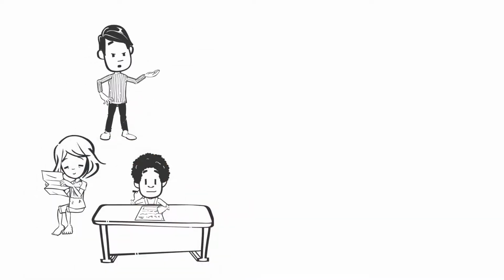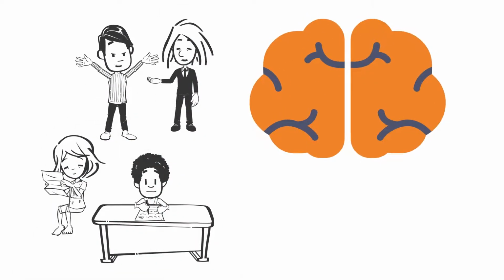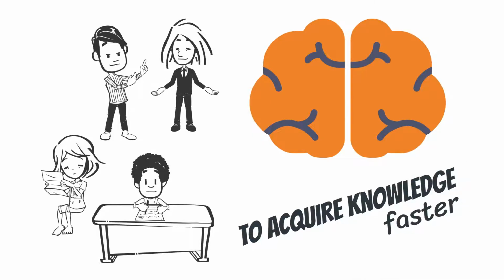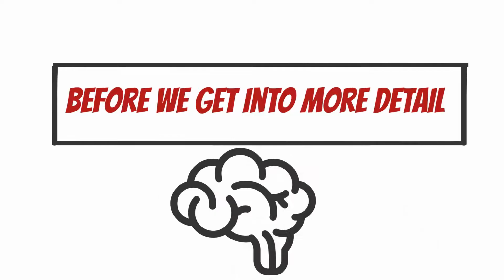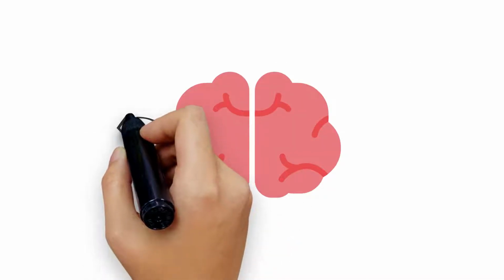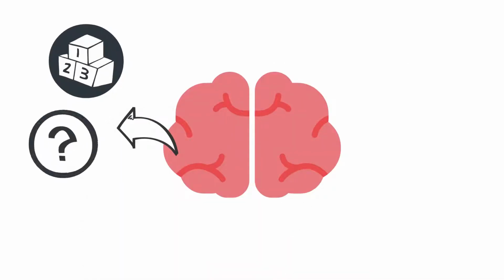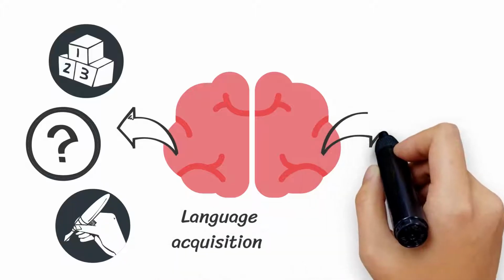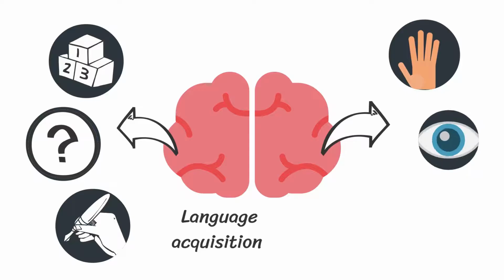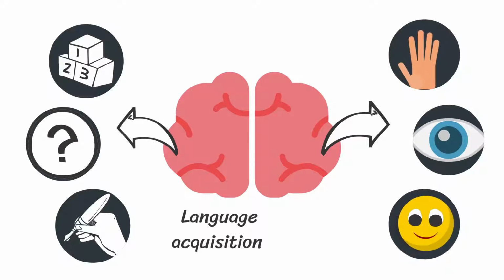Asher believed that as children, we use both sides of our brains to acquire knowledge faster. Now, before we go into more detail, let's have a look at the brain. The left hemisphere of the brain is responsible for, amongst other things, language acquisition, and the right side of the brain is responsible for motor responses and movements.